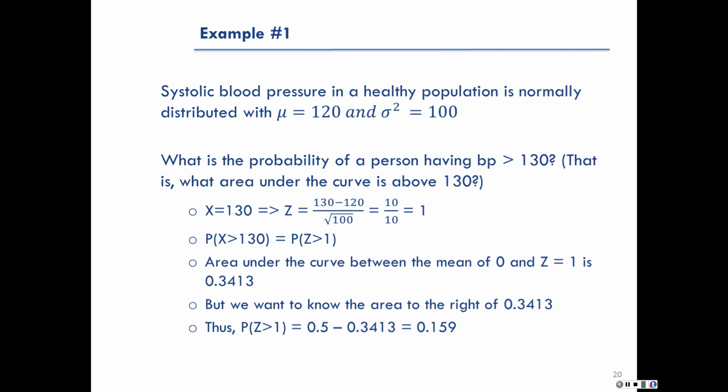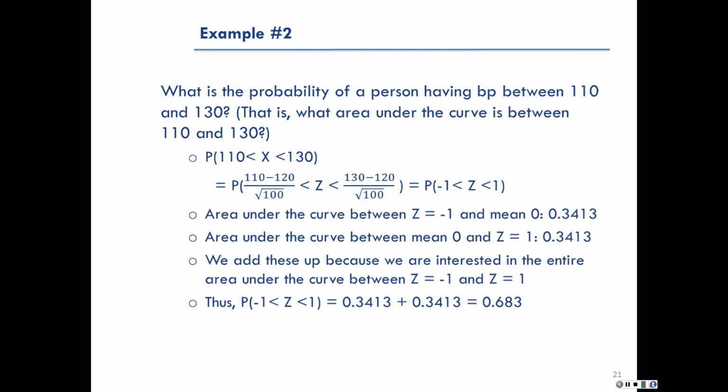The answer is 1. So now instead of asking what's the probability that x is greater than 130, we're asking what's the probability that z is greater than 1. As we saw in the previous slide, the area under the curve between the mean of 0 and z equal to 1 on the right-hand side is 0.3413. But we want to know the area to the right of that, because we want to know the probability that z is greater than 1. So we simply subtract 0.3413 from 0.5 to get our answer of 0.159. In other words, the probability of a randomly selected person in a healthy population having blood pressure greater than 130 is 15.9%.